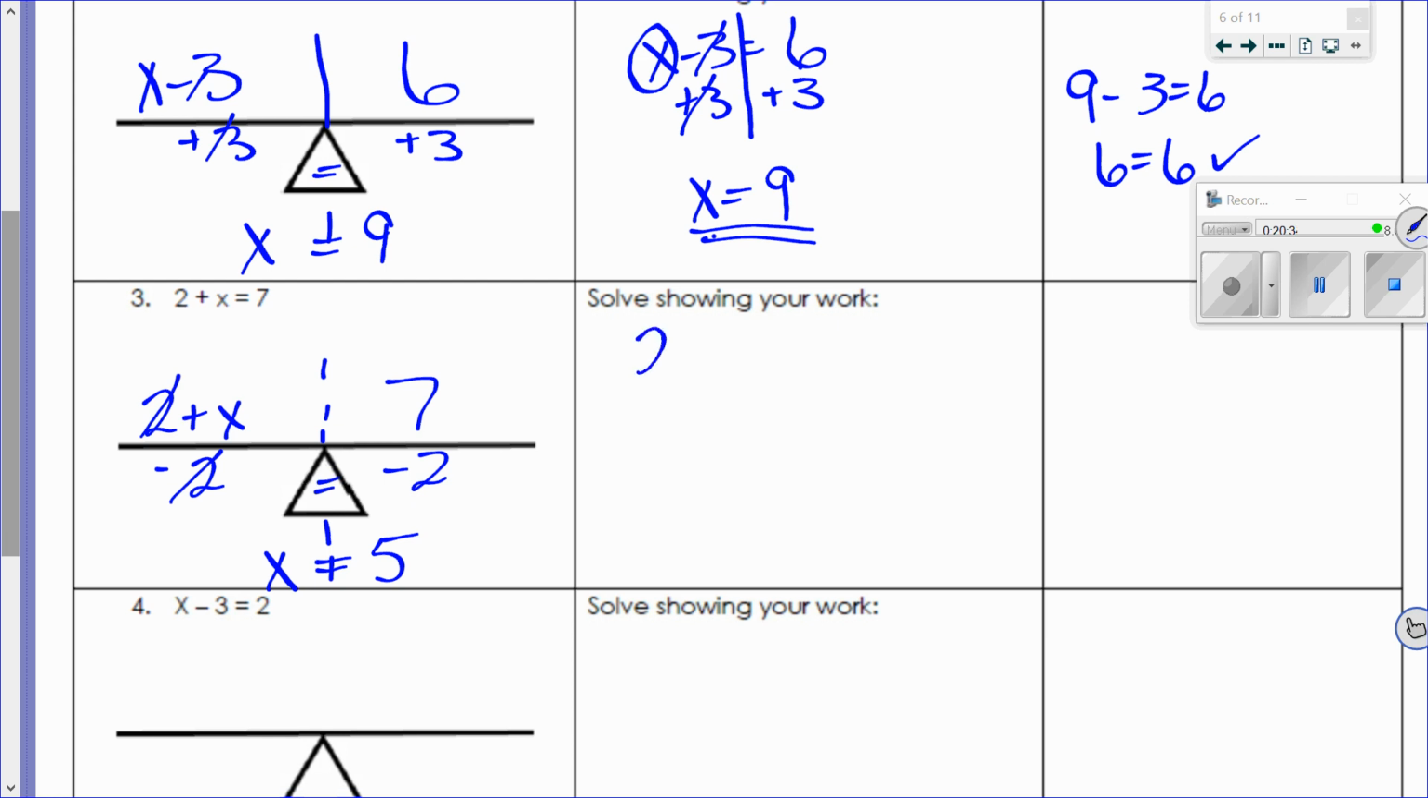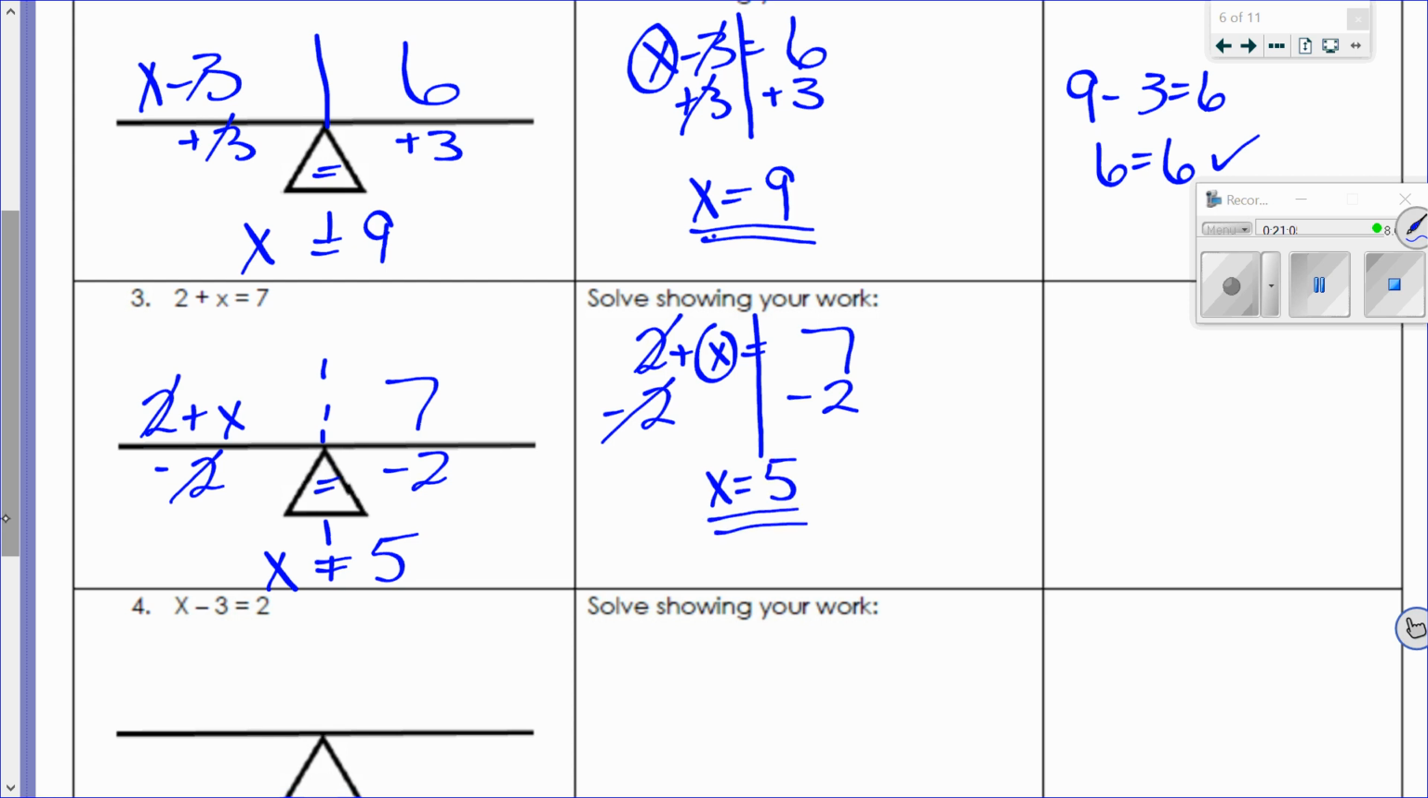Mathematically, how do we do this? 2 plus x equals 7. Here's our variable, draw our wall. What number is with our variable? The operation is addition, so the opposite would be subtraction. So I'm going to subtract 2 from both sides. The 2's go away because that becomes 0. 7 minus 2 is 5.